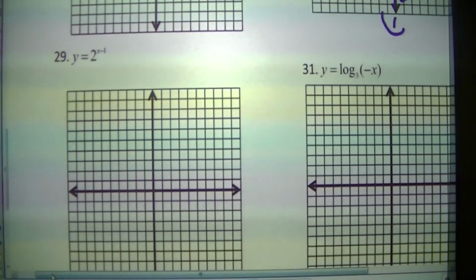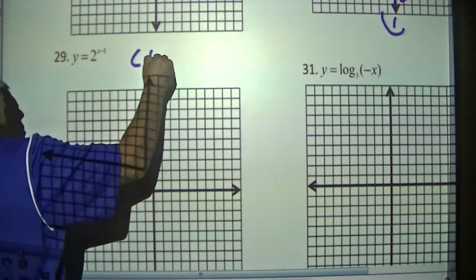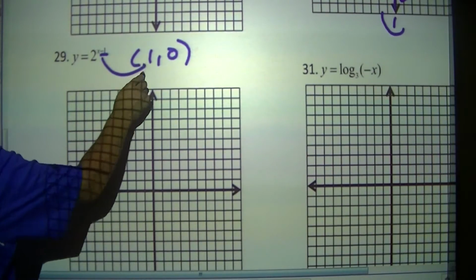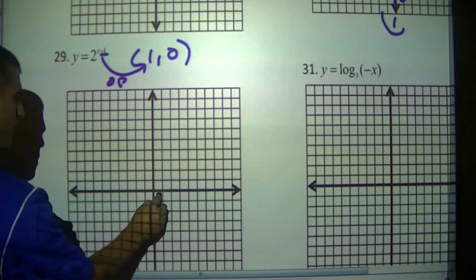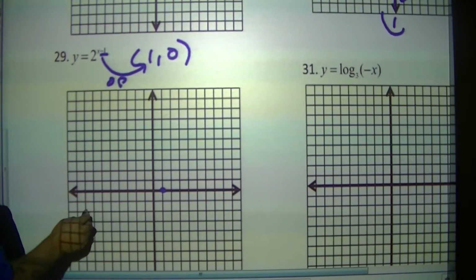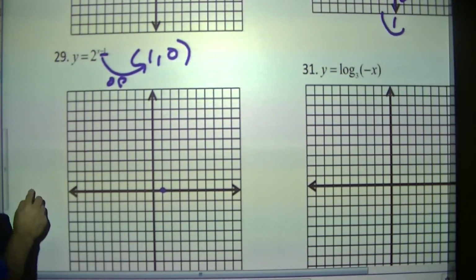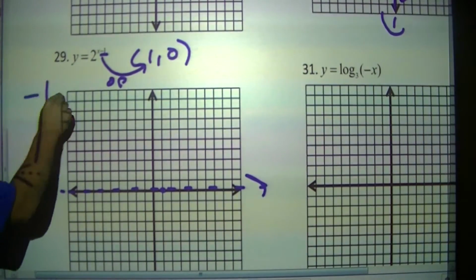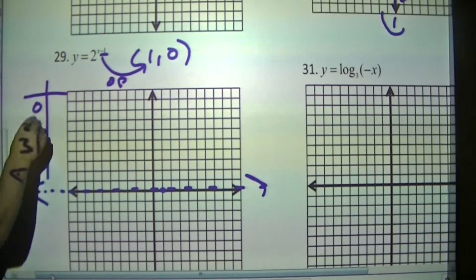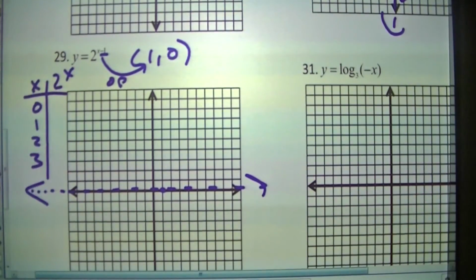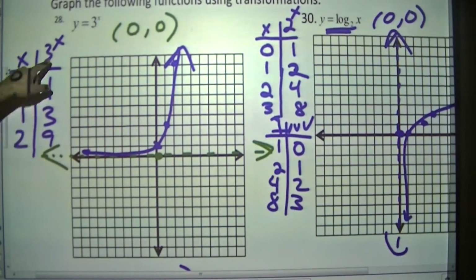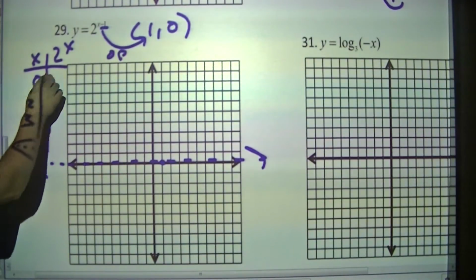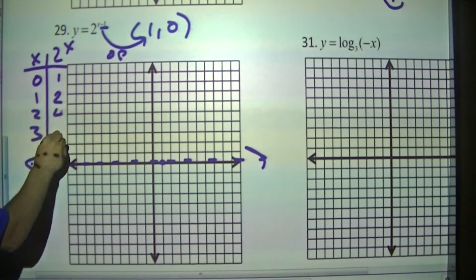Now, your anchor point for this one is going to be (1, 0), because remember, we're doing the opposite. For the exponential, that's like the inside part, so we're doing the opposite there. So I'm 1 over, 0 up. Since it's an exponential, I'm going to go this way. Once again, I'm using 0, 1, 2, and 3. The reason why back here we don't use 3 is because 3 to the third would be 27. That's going to be way off. So 2 to the 0, 1, 2, 3 gives 1, 2, 4, and 8.